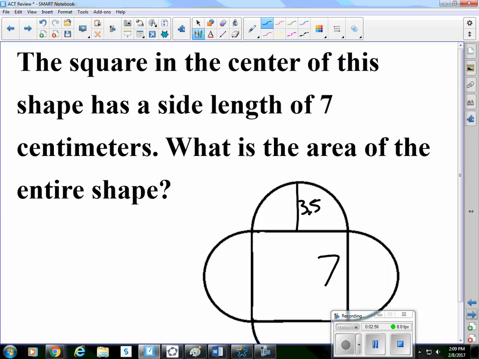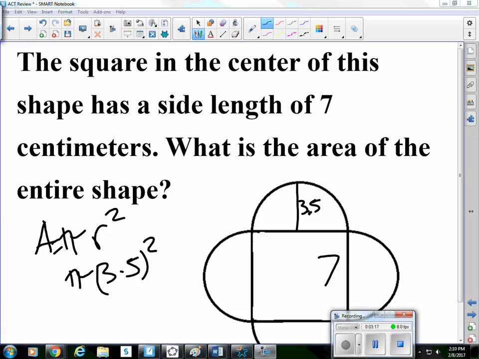So we have two circles, if I combine all those 4 halves together, and the area is equal to pi times the radius squared. So that would be pi times 3.5 squared. So that's 12.25 times pi. And that equals 38.5.